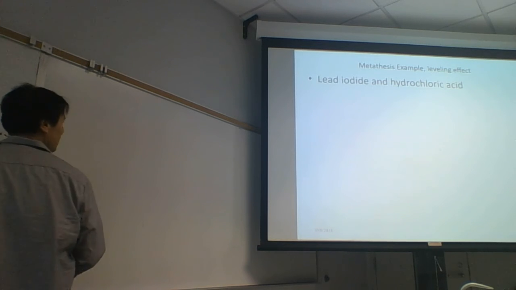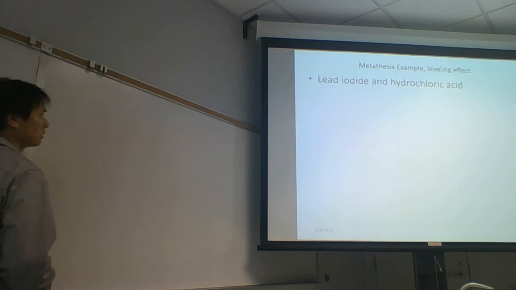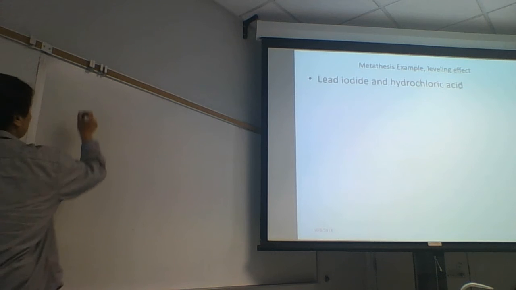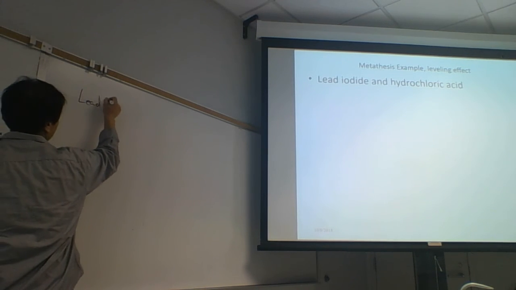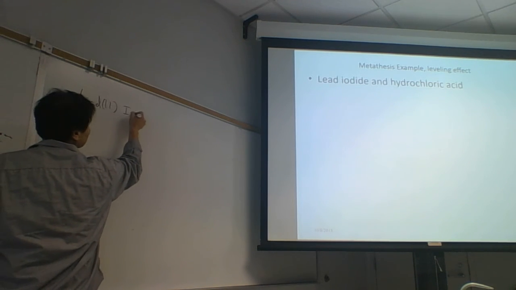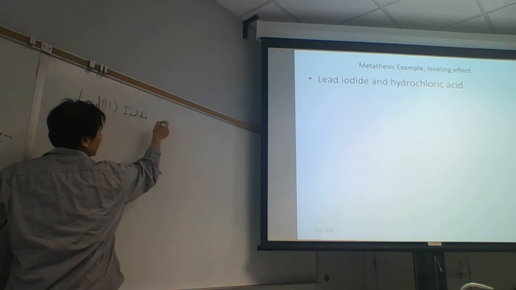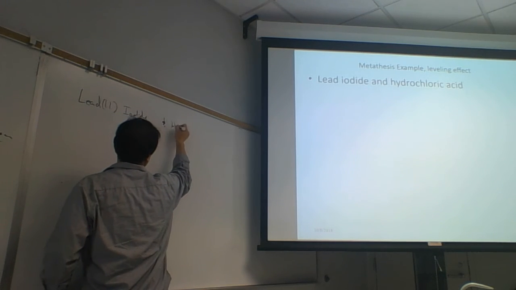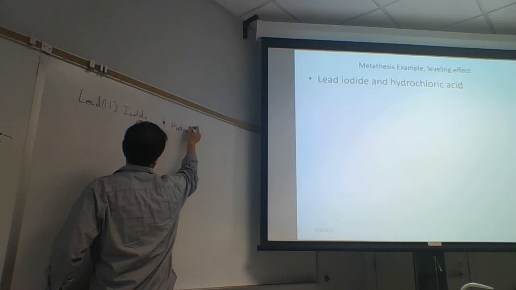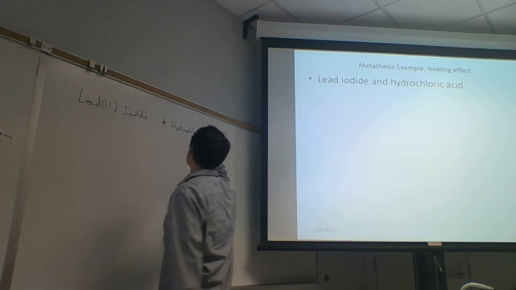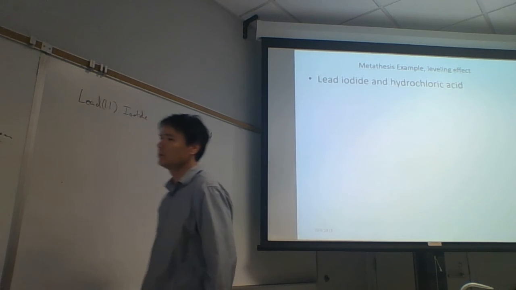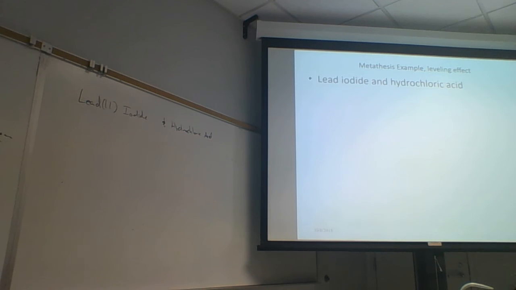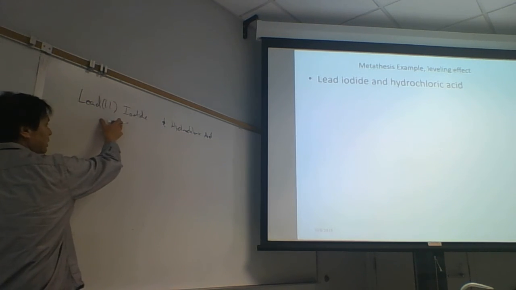We don't know, is that lead 2 or lead 4? And it's actually, that one's supposed to be lead 2 iodide. Lead 2 iodide and hydrochloric acid. And so let's see what happens with lead 2 iodide and hydrochloric acid. Well, first we got to write out the formula. So what's the formula for lead 2 iodide?